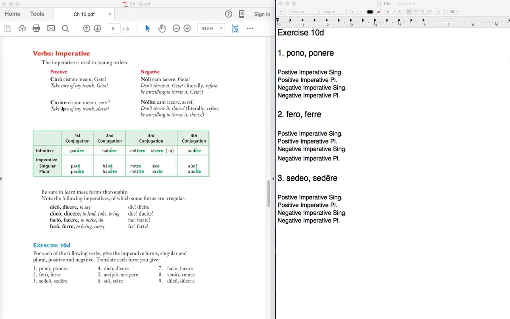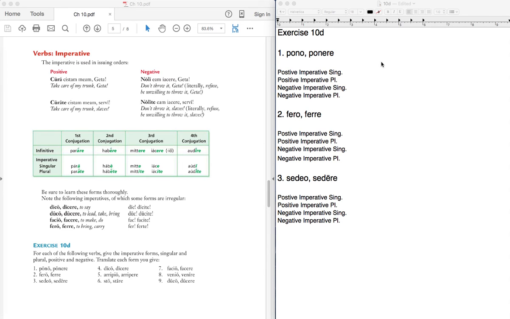Do this, both of you. Don't do this, both of you. So, 10D asks you to give the imperative form singular and plural, positive and negative. So there should be 4 forms for each one of these: 1, 2, 3, 4. And then translate each form that you give. I don't think that should be hard. These are very straightforward, very easy as regards just commands. Do this, don't do this. Doesn't get much easier than that, I hope.